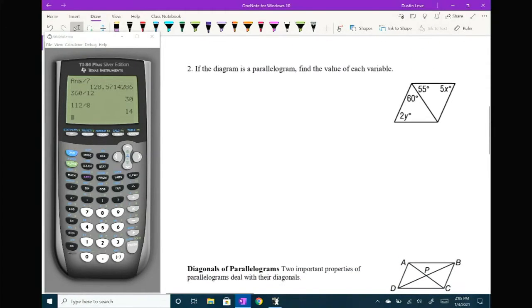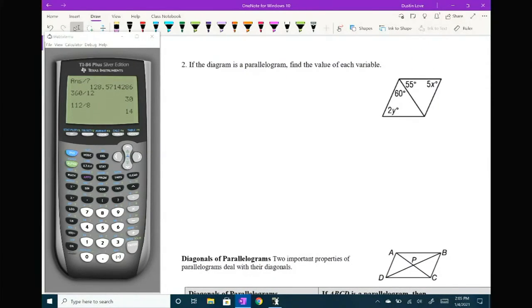All right, number 2. Find the value of each variable. It tells me it's a parallelogram. Now, in particular, since it's a parallelogram, I know that these two angles are congruent. However, that's not going to help me very much at this moment. What I do know, though, is that these two angles together are 115 degrees.